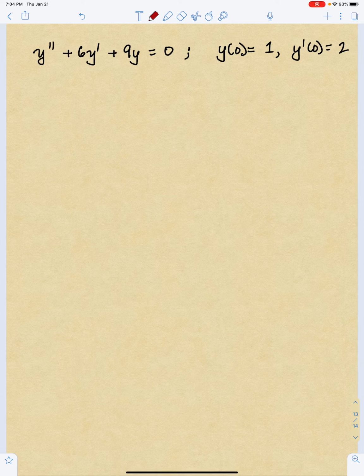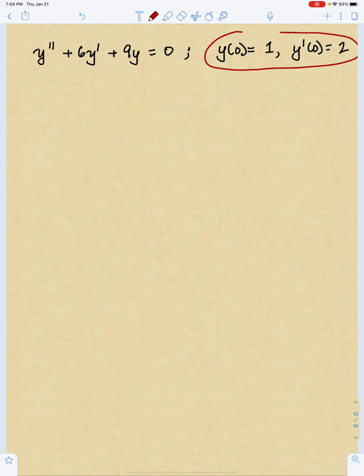In this video, we'll form a general solution and then we'll find the actual solution that passes through these initial conditions here. So one thing at a time, the first thing we'll do is come up with a general solution. Now this is a second order linear differential equation with constant coefficients, which means that the assumption is that y is equal to e to the lambda t.